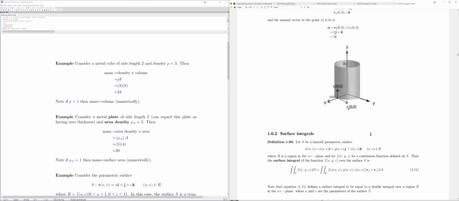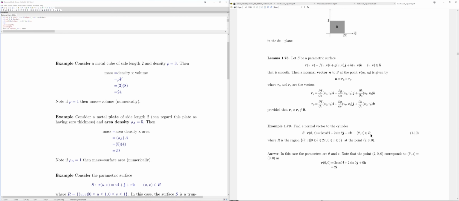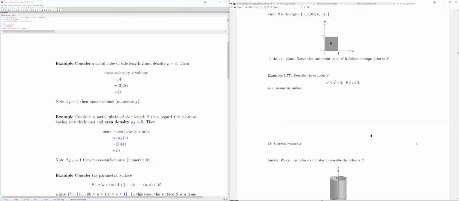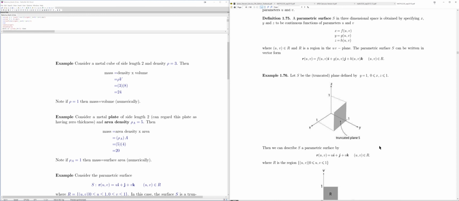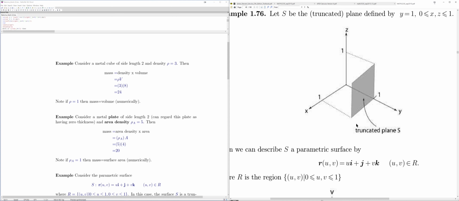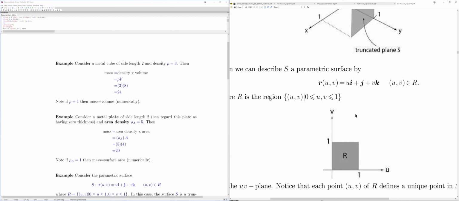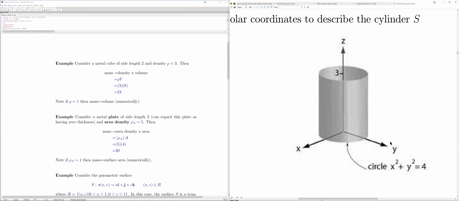Okay, so in a previous video, we looked at parametric surfaces. The two parametric surfaces that we considered in the previous lecture were the truncated plane, this truncated plane over here, and then the next one that we considered was a cylinder.